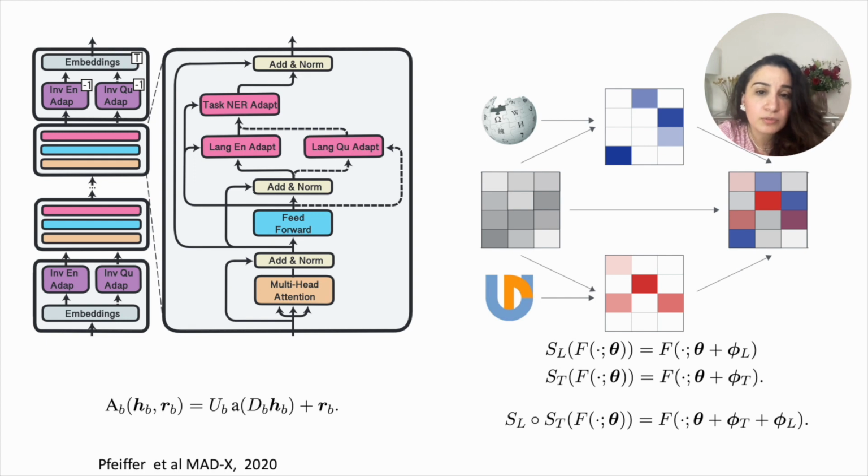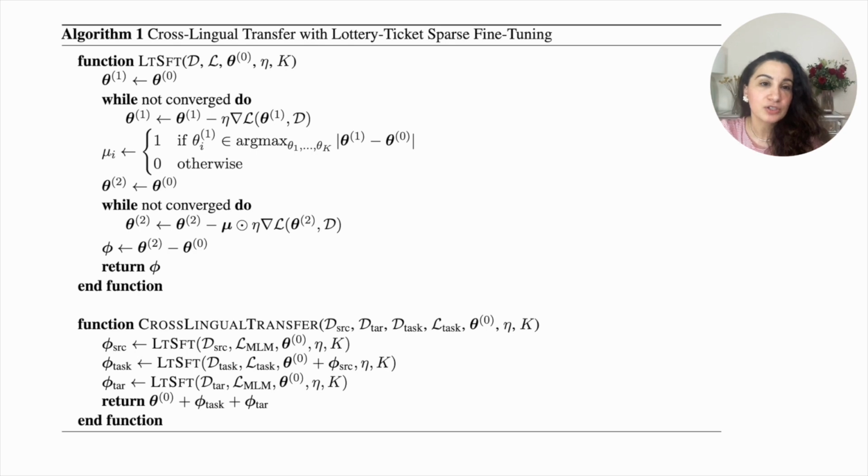Next, let's look at the algorithm for lottery ticket fine-tuning for cross-lingual transfer. There are two stages to lottery ticket sparse fine-tuning. Theta 1 and theta 2 are the corresponding parameter vectors, while theta 0 corresponds to the parameters of the pre-trained model. T is the data, L is the loss function, and eta is a hyperparameter for training. K is for choosing the top K parameters after the first fine-tuning stage. In the first stage, we fine-tune the model and learn a binary mask for the top K parameters ranked by magnitude of change from pre-trained values. This is represented by mu. After convergence in the first stage, we have learned the set of lottery ticket parameters.